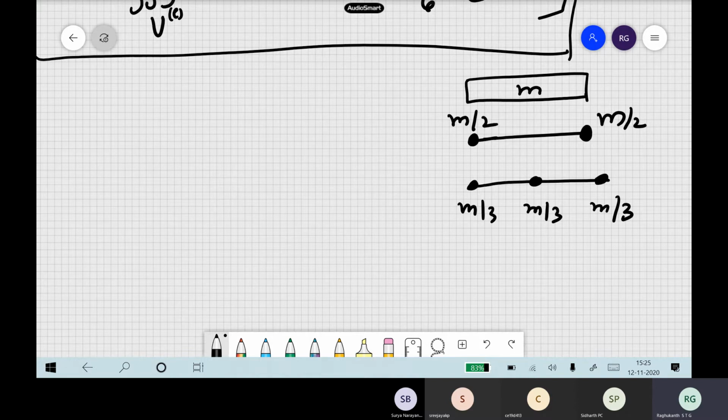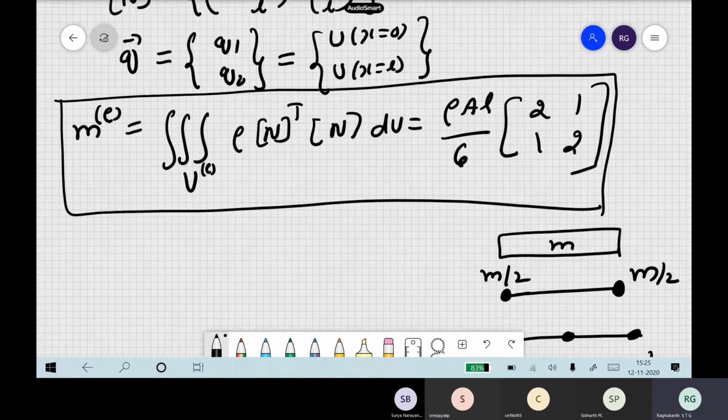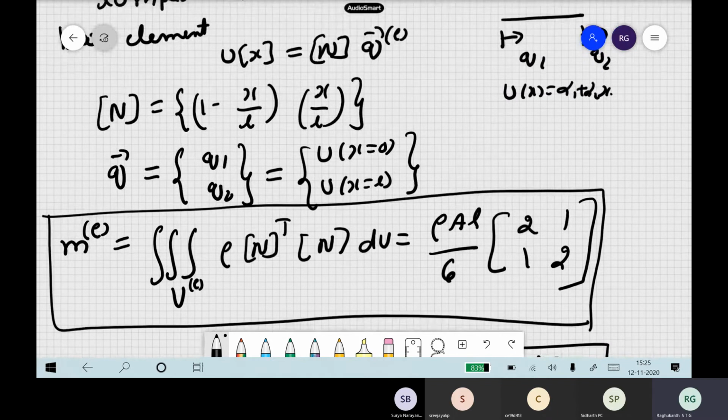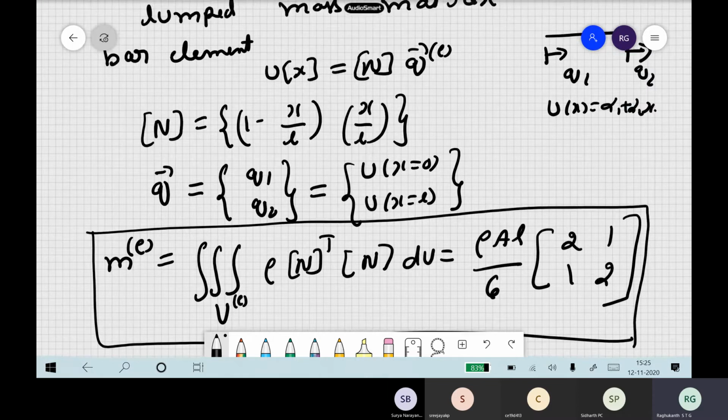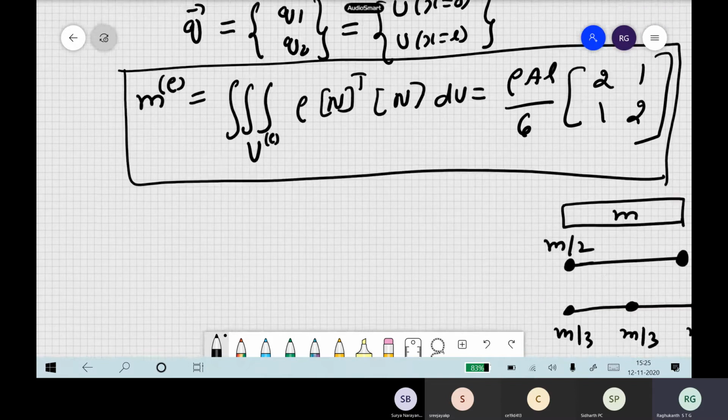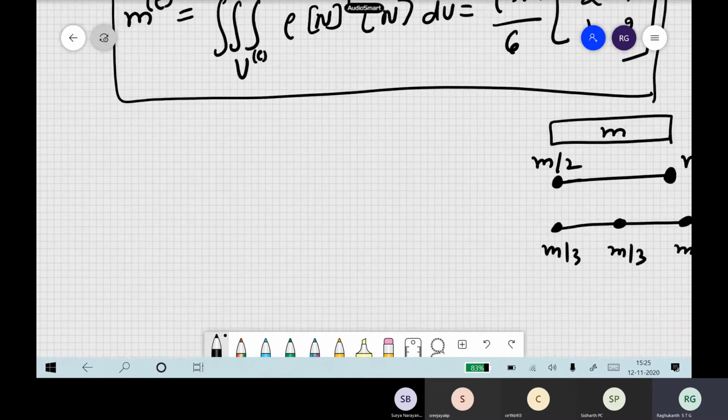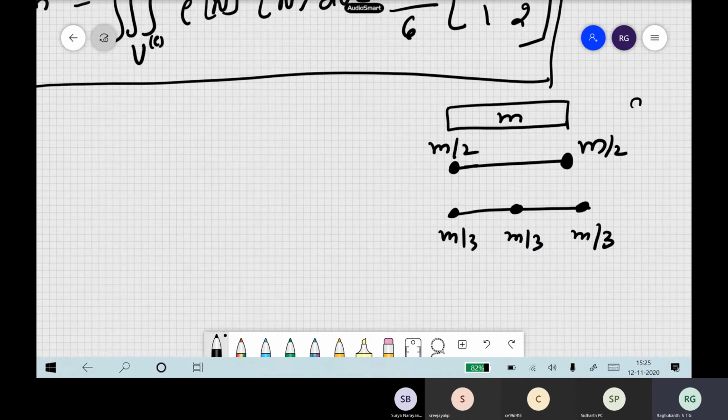So the mass matrix, if you calculate as per the finite elements, here you are assuming mass is distributed over the entire element, and then you calculate. These are what we call consistent. This mass matrix is consistent with the displacement field that we use in our finite elements. Sometimes instead of that, people also use the lumped mass matrix.